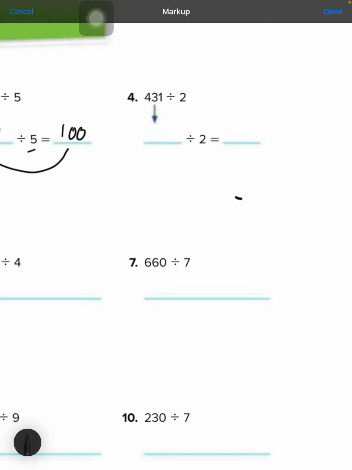431 is not compatible with 2. Let's do this. Let's change it to 400 because then I know we can split it in half and make 200.